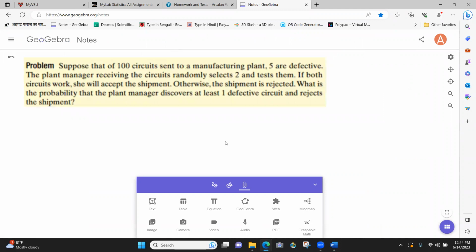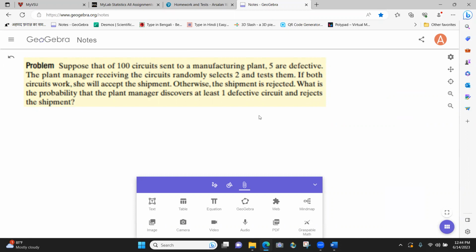Suppose that of 100 circuits sent to a manufacturing plant, 5 are defective. It's known that out of 100 circuits, whatever they are, 5 are defective, 5 are problematic. The plant manager receiving the circuits randomly selects 2 and tests them. She's not going to test 100 of them, it's too time consuming. If both circuits work, she will accept the shipment. Otherwise, the shipment is rejected. What is the probability that the plant manager discovers at least one defective circuit and rejects the shipment?